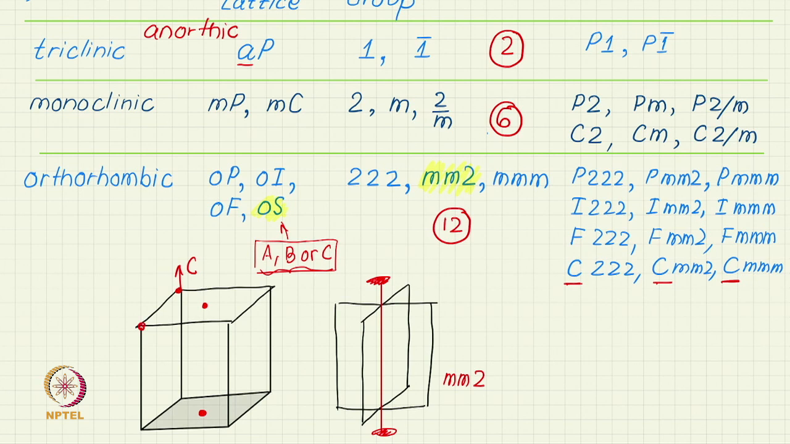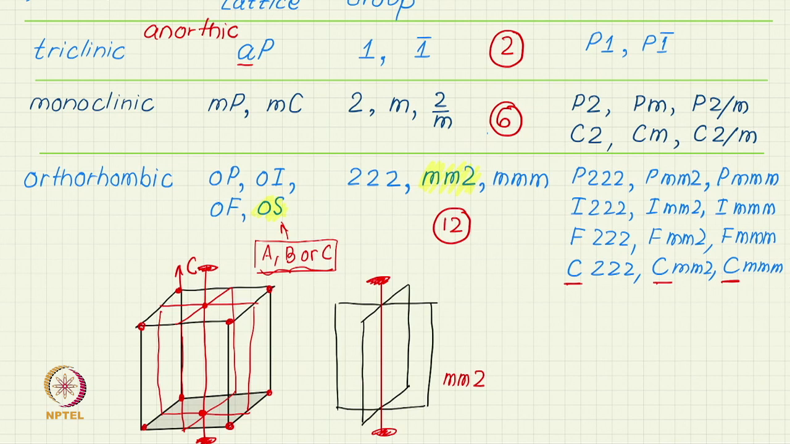So, the lattice points are shown by these red dots. That means one pair of faces is centered, and the other two pairs of faces, the vertical faces, are not centered. Now, I can put my MM2 point group in two possible orientations. Either the two-fold of MM2 can be like this, in which case the mirrors are going this way. So, mirrors are parallel to the uncentered face of the unit cell.